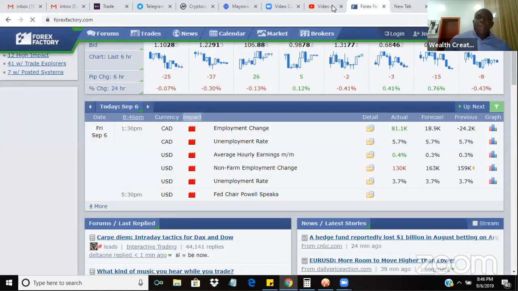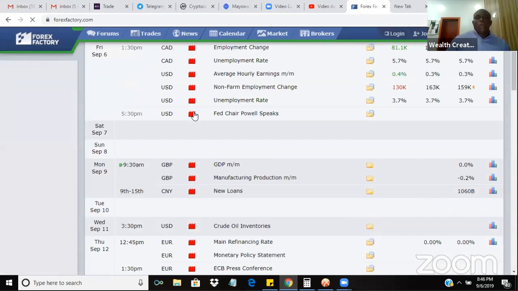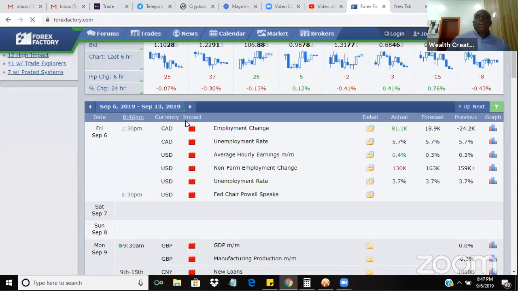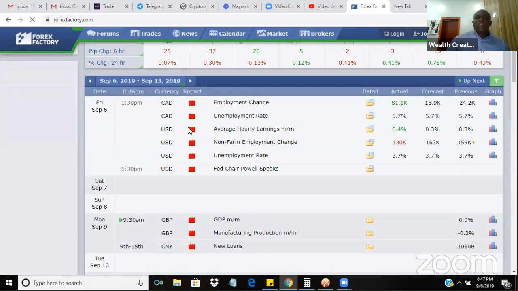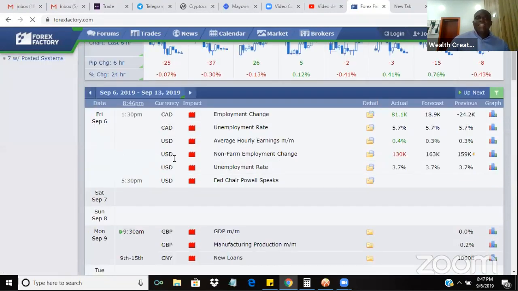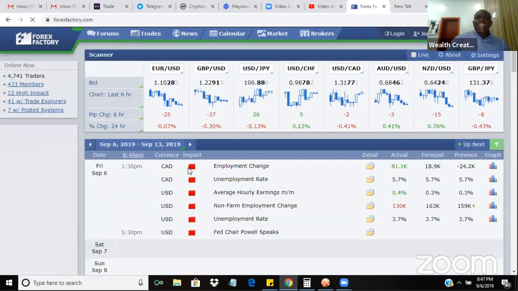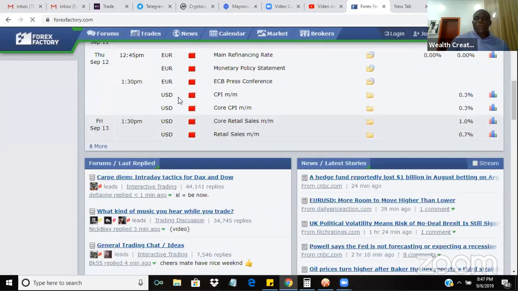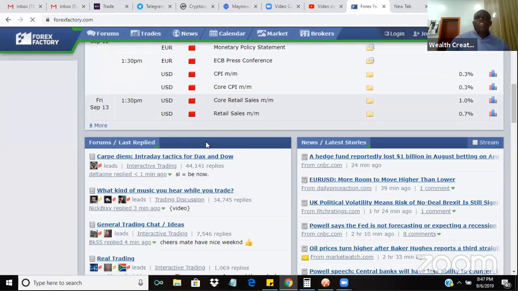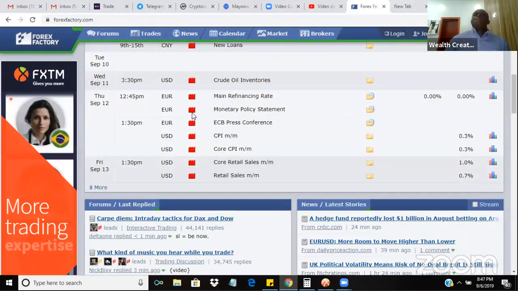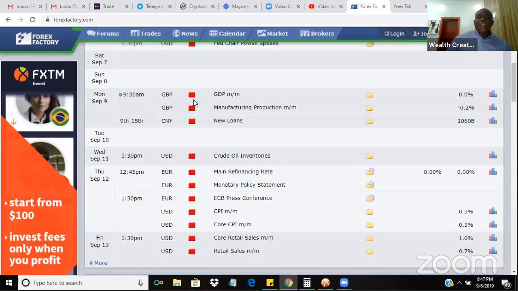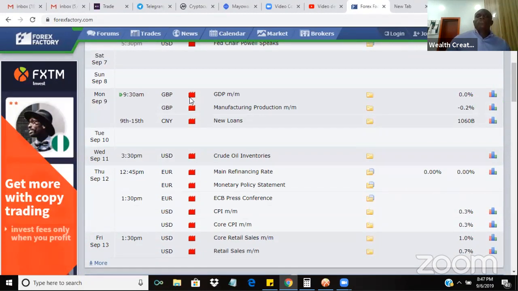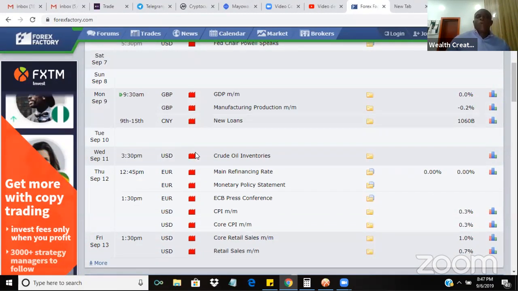Now, on the impact section, we have several folders. So what I have done is that I have done my settings in such a way that I don't want to see other folders except the red folders. However, on your own, you will see brown folder, yellow folder, and all of that. What matters to you and I are the red folders.